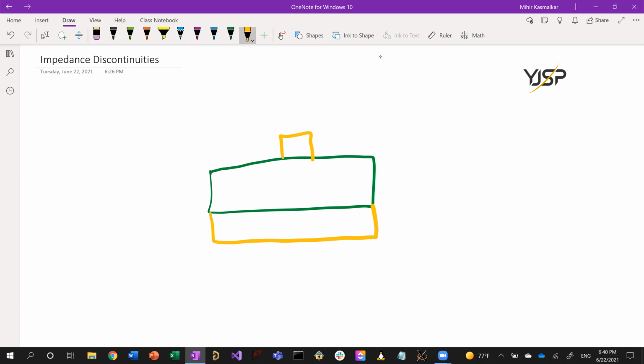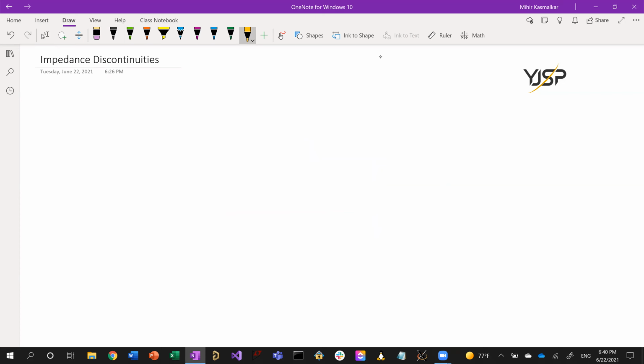If I were to change the width of this trace, just make it wider for whatever reason, that's an impedance discontinuity because you're changing the characteristic impedance of the transmission line. The characteristic impedance depends on the geometry of the transmission line. And so I'm going to talk about some pretty common types of impedance discontinuities.